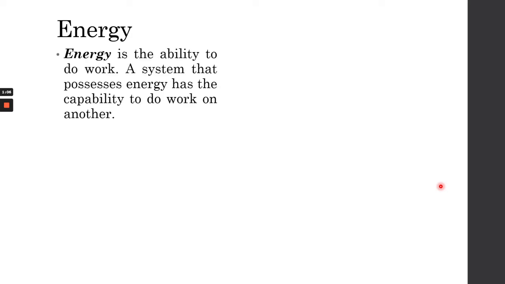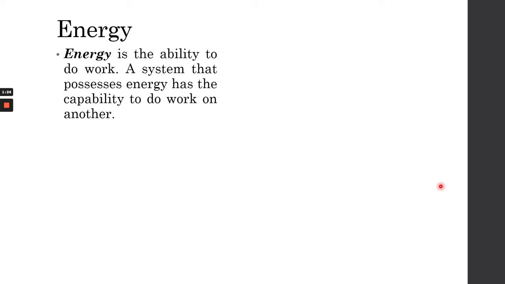So let's begin our discussion by asking ourselves, what is energy? As we have discussed work before, work is basically the dot product between force and displacement. Energy is basically the ability to do work. A system that possesses energy has the capability to do work, meaning a system that has energy can basically use force to displace an object.